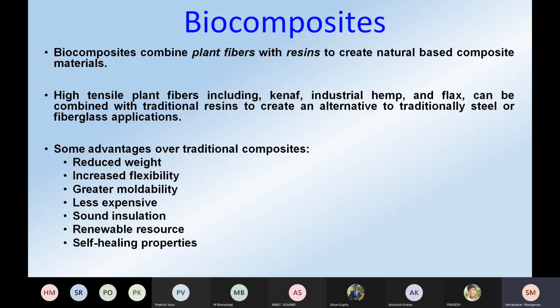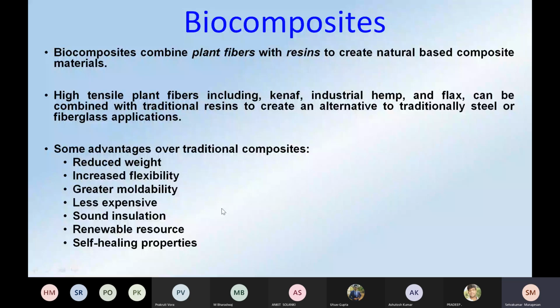Now we do have some biocomposites. That means if you have a biological, bio-renewable resource-based material as a filler or the matrix, it is called a biocomposite. A biocomposite combines plant fibers with resins to create a natural-based composite material, which means they are renewable resources. Since the material is coming from natural resources, it is renewable and sustainable, and can be biodegradable or biocompatible, etc.